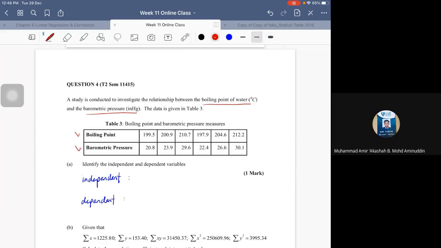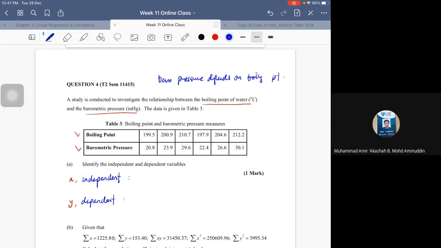I think barometric pressure depends on the boiling point. So actually it's the other way around. Boiling point, let me put SBP over here. The boiling point depends on the barometric pressure. No, it's going to be the other way around here. It's actually the barometric pressure that depends on the boiling point.